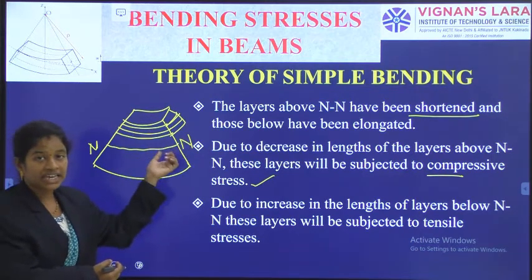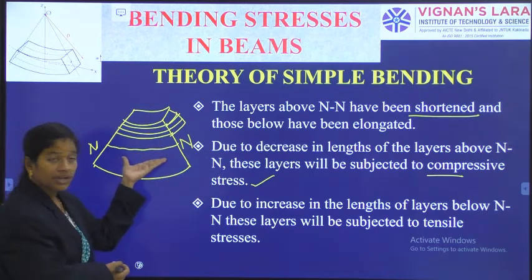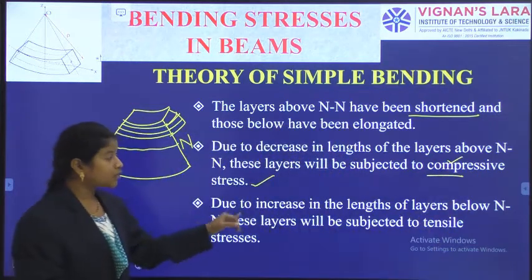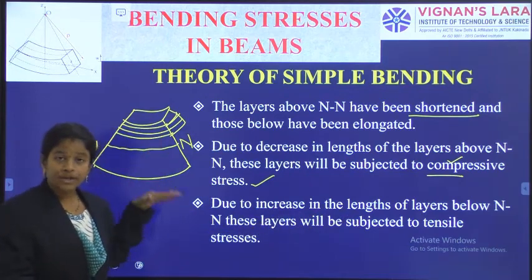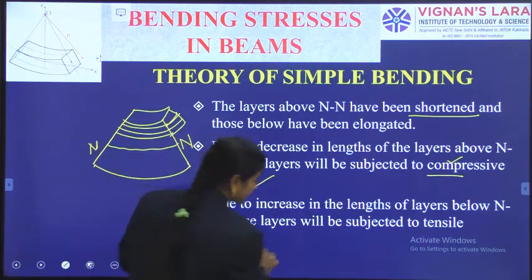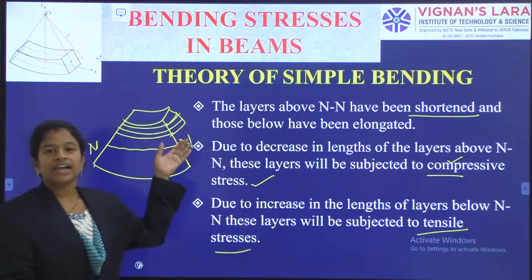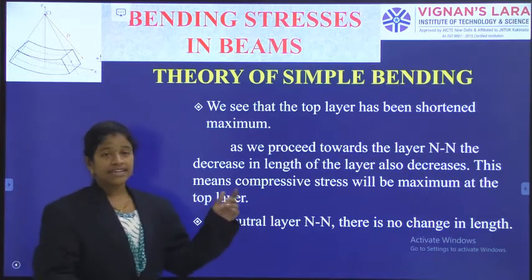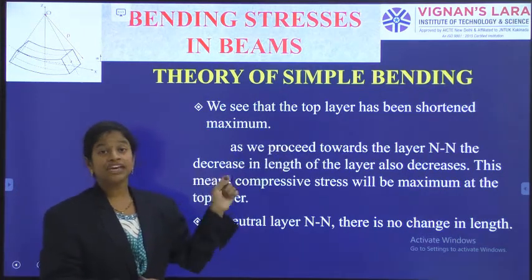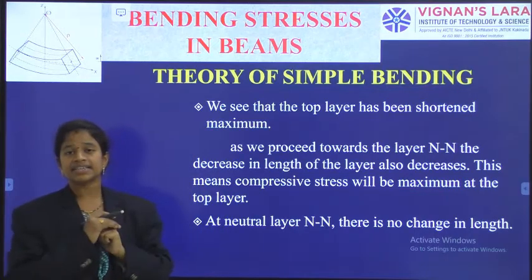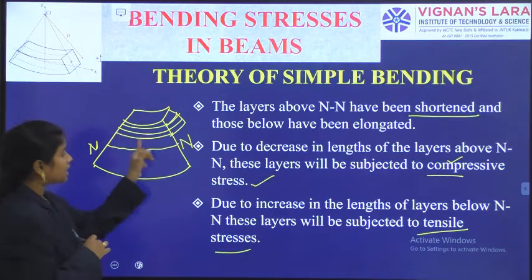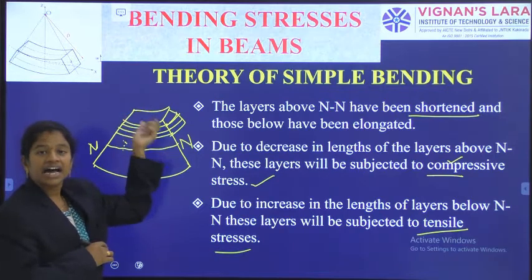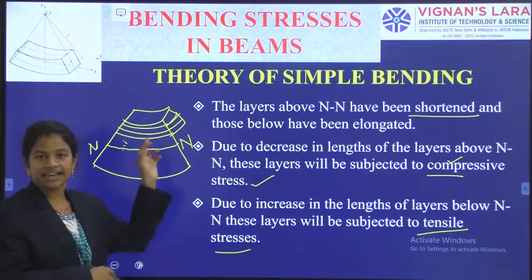As we have observed, shortening is occurring due to the compressive stress action. So above NN, above the neutral layer, the layers will be subjected to compressive stress. Due to the increase in the length of the layers below NN, the layers will be subjected to tensile stresses. So the layers above will have compressive stresses, the layers below will have tensile stresses. We see that the top layer has been shortened maximum, the highest decrease in length. Compared to the remaining layers, the topmost layer has the highest shortening. So more change in the length is observed in the top layer.